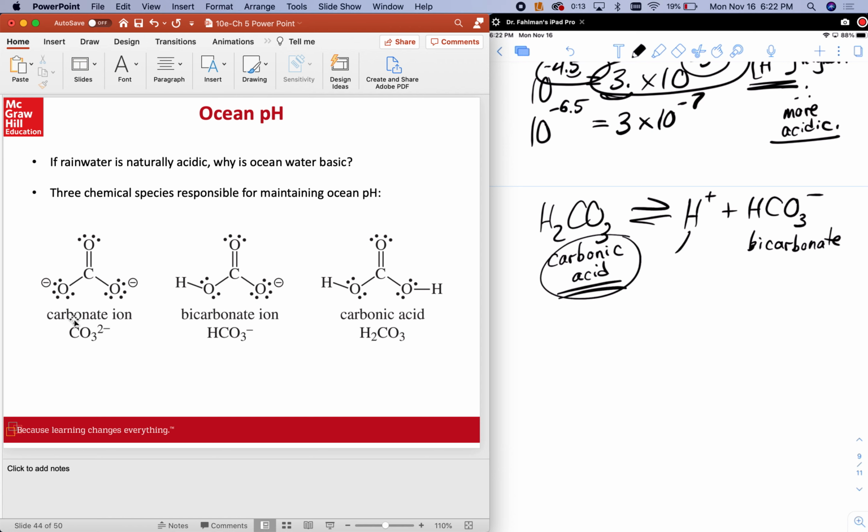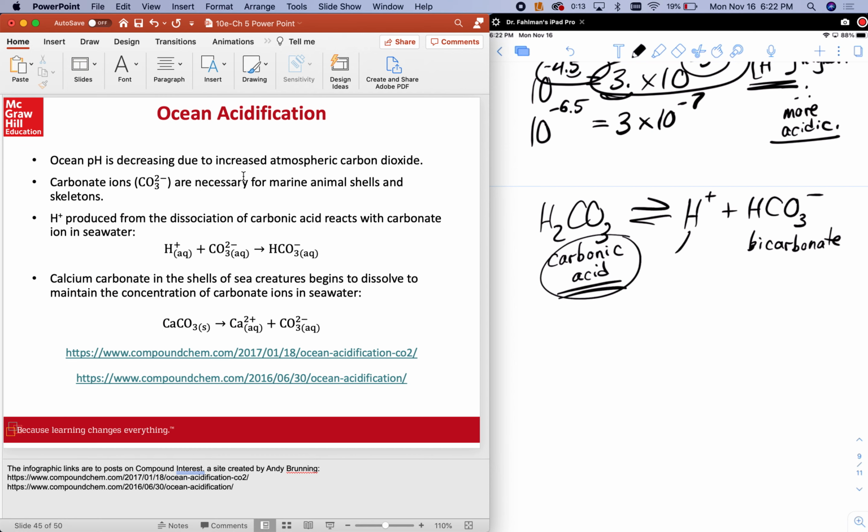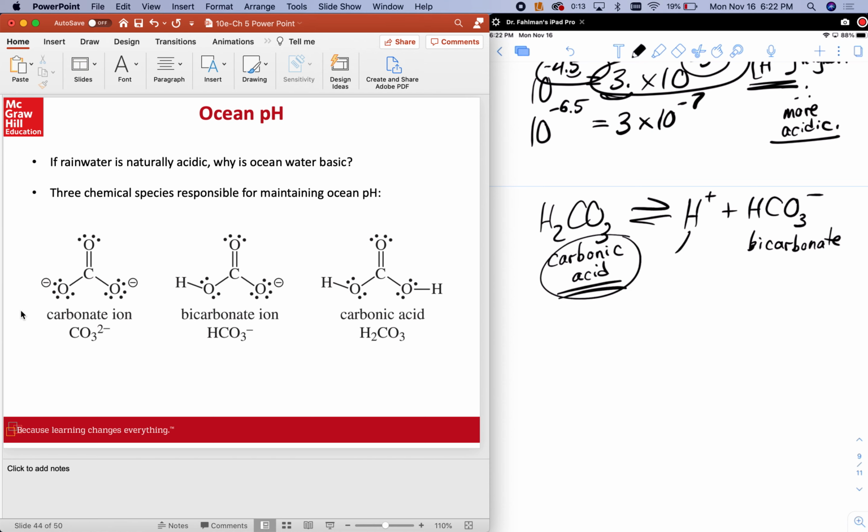And then if you have carbonate or bicarbonate, they will sequester protons. Okay, so if you have a proton plus this, it will bind to it. So it's actually removing protons from solution, and that makes it more basic. Okay, and so generally, if you have a lot of carbonates in solution, that will generally give rise to a more basic solution.